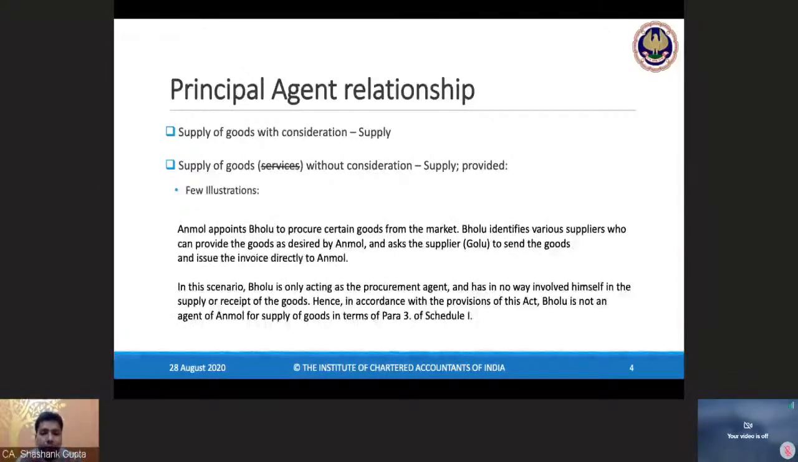How would we know? So simply, how do we determine? If the person who is buying goods from the agent doesn't know that actually the goods are being supplied by the principal, the agent is only raising his own invoice.